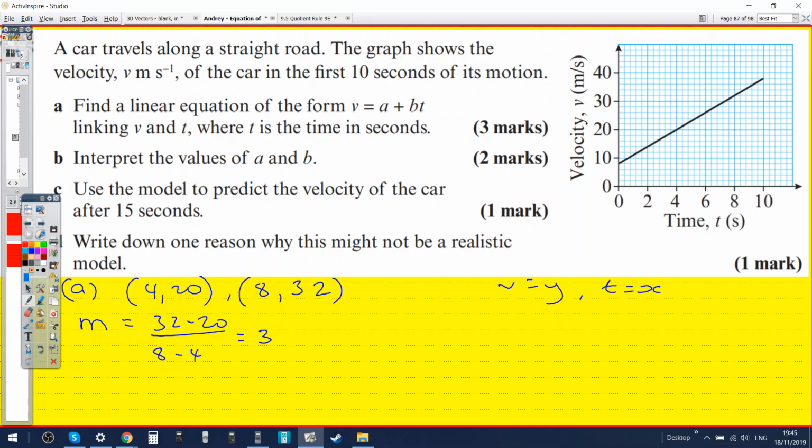Yes. And so the gradient is b. Yes. Oh, and a is like the y-intercept. Yes. Right, okay.